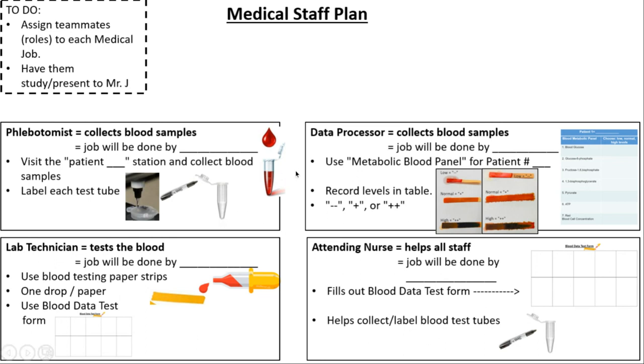Lastly, I just want to talk about the order that this staff plan will be completed in. The first teammate to work will be the phlebotomist. They're the ones who get the blood and collect the blood samples. They're going to be the first to go. The second teammate to work will be the lab technician. The third job will be done by the data processor, and they really just need to look at the test strips and add the information, the data, the results into the table. So the phlebotomist works first, lab technician works second, and data processor is third.